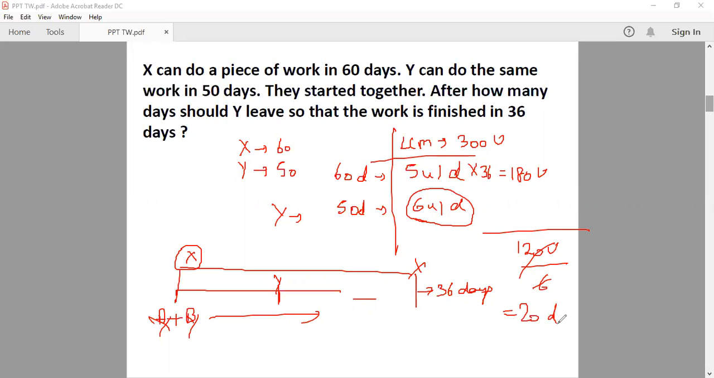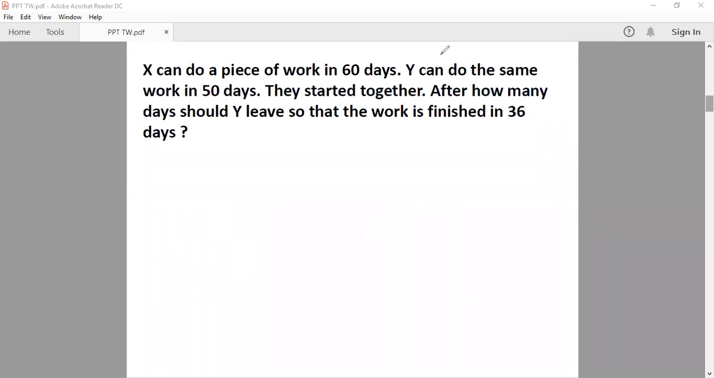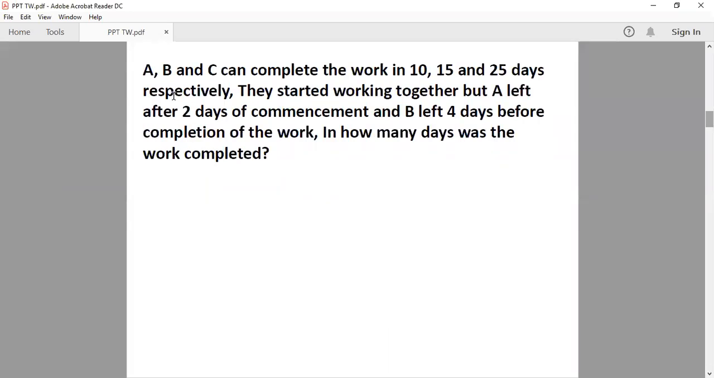Is the question clear to everyone? Kindly reply with a yes or no. Is it clear? Okay, let's move ahead. Try this question now.